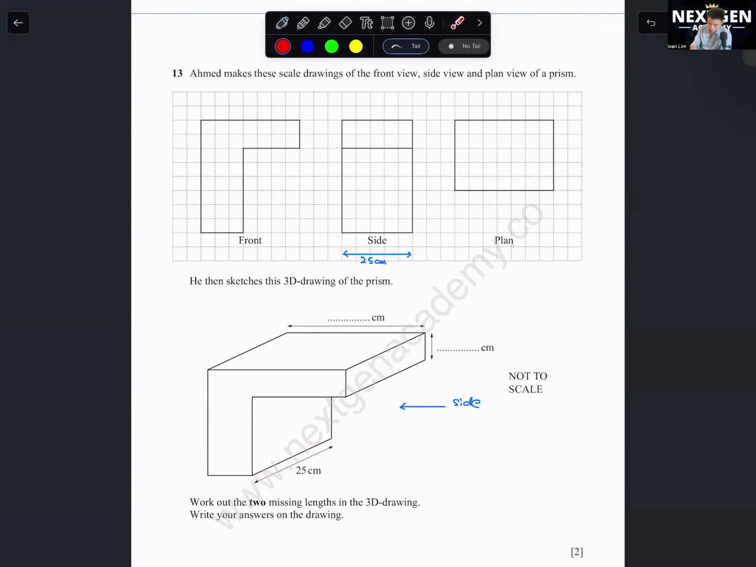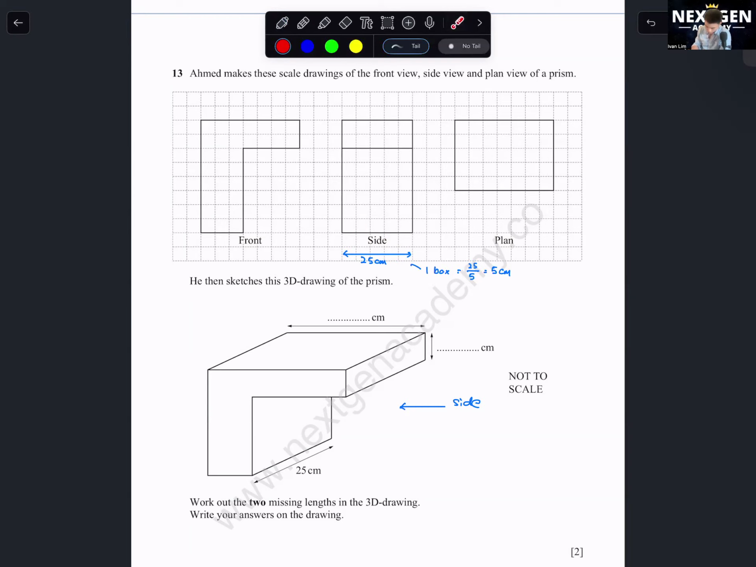Okay, so why is it important for us to base on this? Okay, because 1, 2, 3, 4, 5, we need to see one box represents how many cm. Okay, so here, one box is how many cm? Okay, we calculate this first. One box is equal to 25 divided by 5 cm, which is equal to 5 cm. Now we can do all the rest.